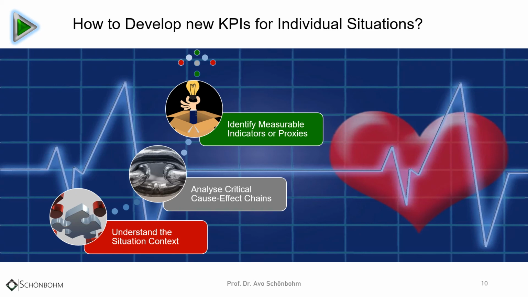How do you develop new KPIs for your individual situation? Think about your everyday things. What is relevant for you? Understand the situation, analyze cause and effect chains, and then come up with numbers that are measurable. And if you know what's important, but you cannot measure it directly, then find indirect measures.